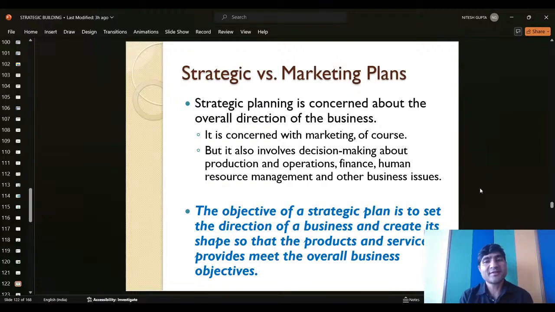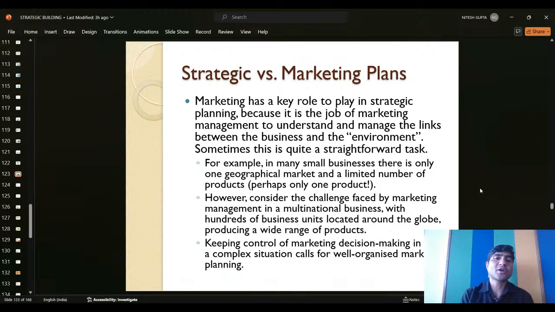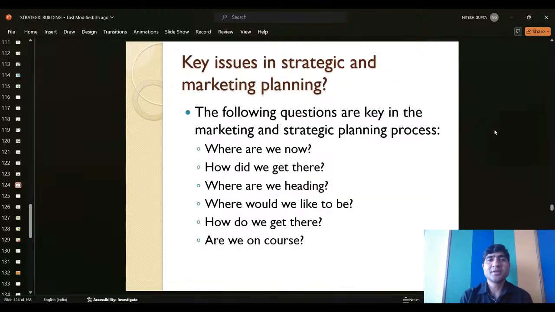The objective of a strategic plan is to set the direction of a business and create its shape so that the products and services it provides meet the overall business objective. Now, when you talk about marketing, marketing has a key role to play in strategic planning because it is the job of marketing management to understand and manage the link between the business and the environment. So that is the difference between strategic and marketing plan.